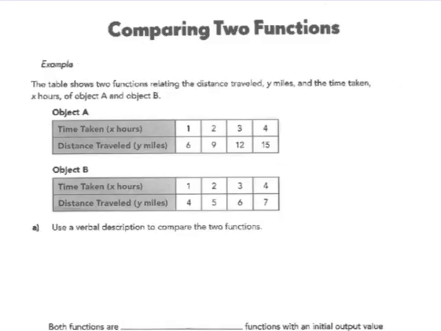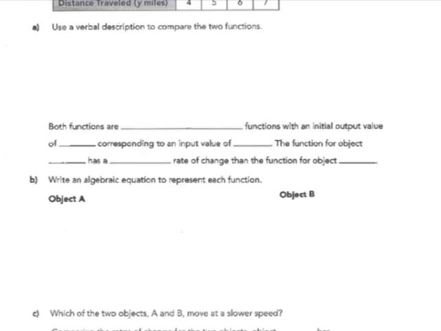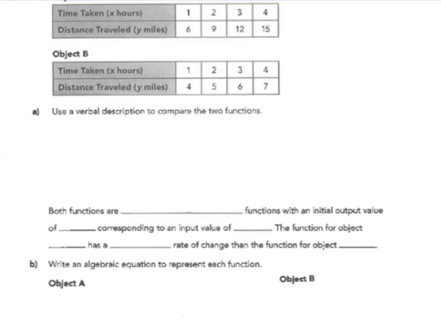So the next page, page 2, comparing two functions. The table shows two functions relating the distance traveled, y miles, and the time taken, x hours, of objects A and B. Use a verbal description to compare the two functions. So they've started it for us here. And I'm looking at both of these functions.